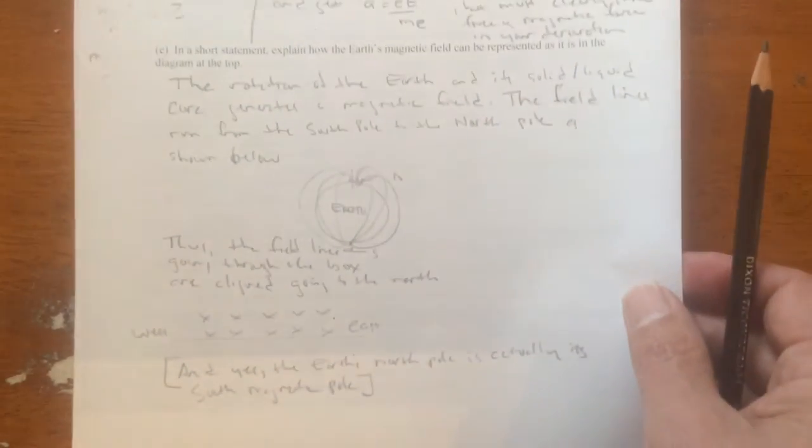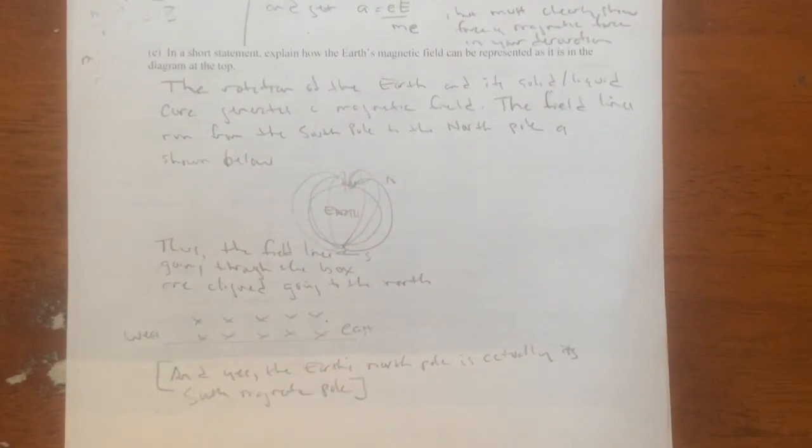The last one, I thought it'd be fun. I threw this one in at the very last minute. Identify how the Earth's field can be represented in the diagram at the top. Maybe you don't know all this, but now you do. The solid core and the liquid core rotate at different rates. That generates the magnetic field, because moving charges generate a field.